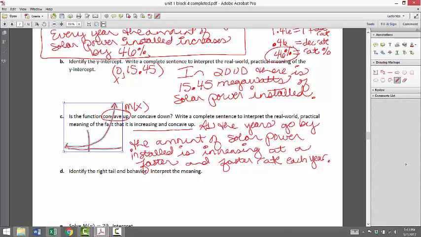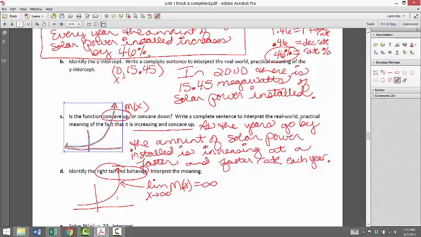Part D asks to identify the right tail end behavior. So on this graph that is increasing concave up, over here on the right tail, in limit notation, we'd say the limit as x diverges to infinity of our m of x function is infinity. It is diverging upward, it has no bound.